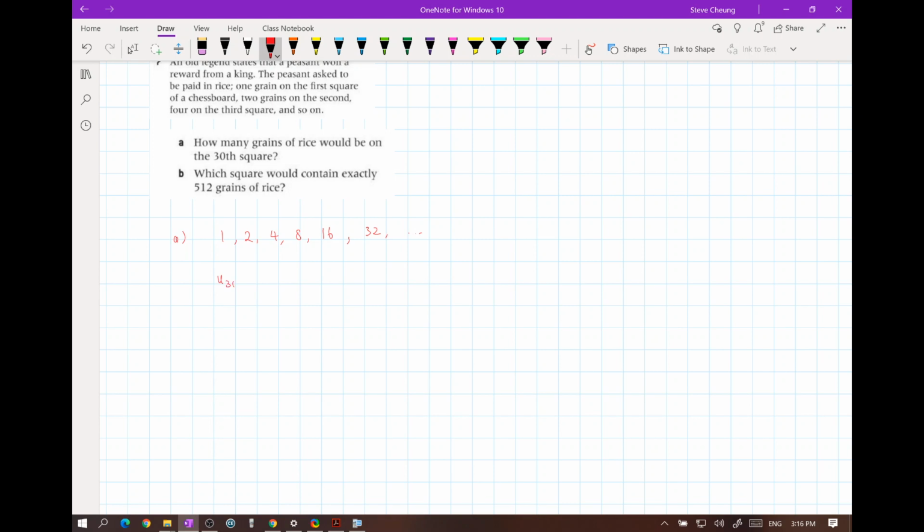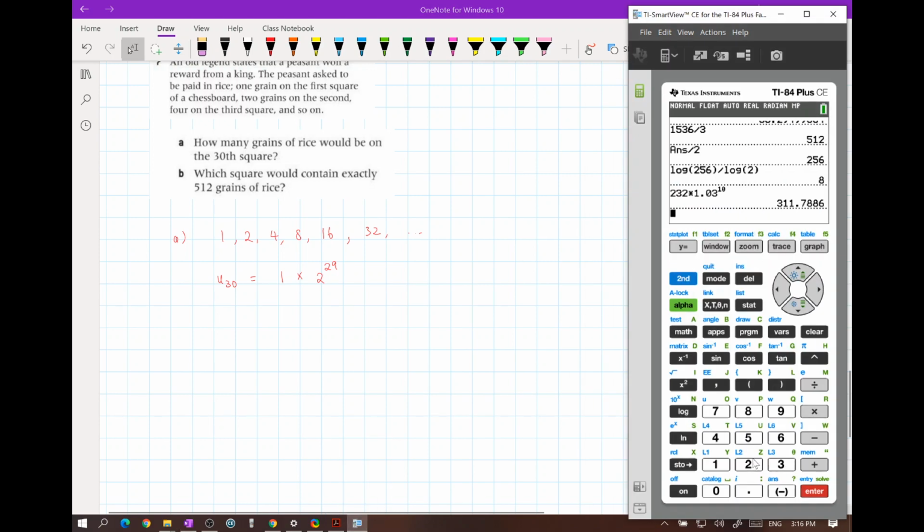That means I want u sub 30. Start off as 1 times 2 to the power of 29. Okay, not 30, because it's n minus 1. So this will be 2 to the power of 29. Is that going to fit my calculator? Oh, okay. So how big is this? If I put some commas in, you will see that this is 536 million. Rounds up to 537. Man, that's a lot of rice. How many grains of rice are there in the bag, I wonder?